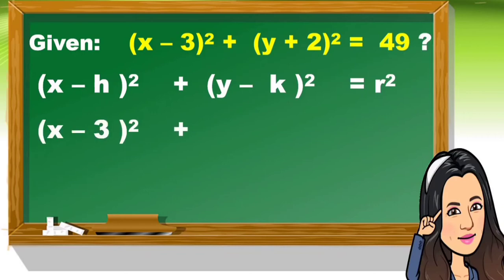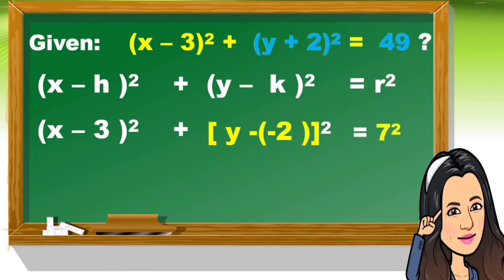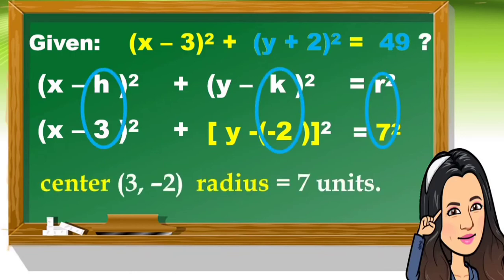But let us first rewrite the second expression, y plus 2, into y minus negative 2. And at the same time, 49 into 7 squared. Therefore, we can now identify the center and the radius of the circle. And that is 3, negative 2, and the radius is 7 units.